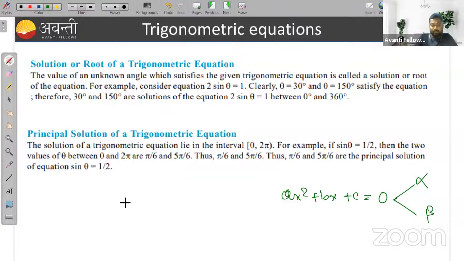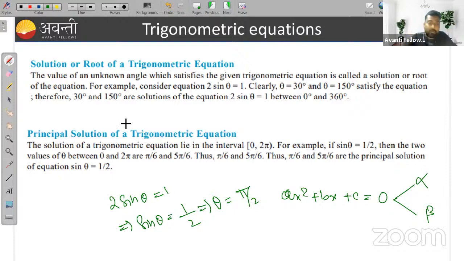Like 2 sin theta. If I take the equation 2 sin theta is equal to 1, then sin theta becomes 1 by 2. So what does theta become? Sorry, sin theta is equal to 1 by 2. Theta is equal to 30 degrees, or we can say pi by 6. And similarly, theta can also be 150 degrees. So they are the solutions of this trigonometric equation.